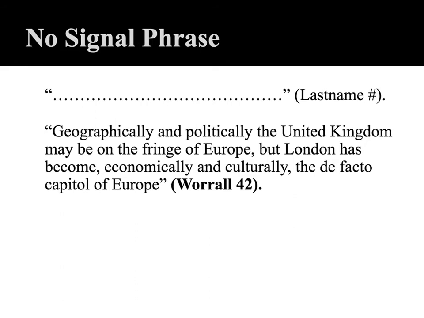If you prefer not to use a signal phrase in your in-text citation, that is okay too. This is what the format would look like. You will have your quote, the words from the article will be in quotation marks, and then at the end of the quote, you will have parentheses with the author's last name and the page number. Notice there is no punctuation in the in-text citation here. The author's last name is Worrell. There is a space, and then there is the page number, page 42. The citation goes at the end of the quote, and the period goes on the outside of the parentheses.